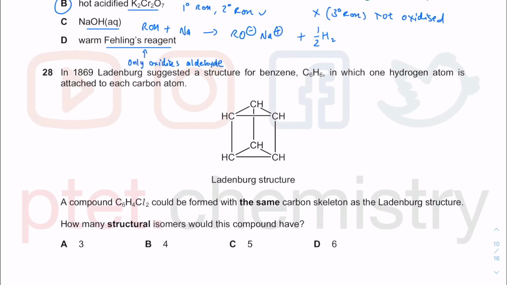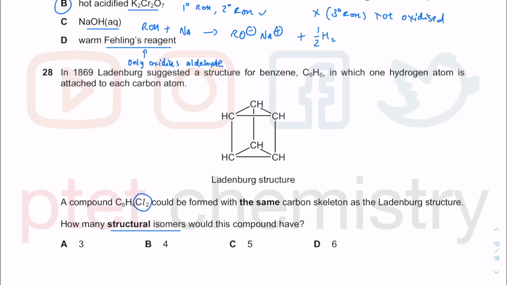Question 28, we have Ledenberg, who suggested a structure for benzene, C6H6. You learn more about this in A2 chemistry, but this one is just saying a compound here, C6H4Cl2, could be formed with the same carbon skeleton. But you have 2 chlorine. Instead of 6 hydrogen, you have 4 hydrogen and 2 chlorine. Where can you put the chlorine? How many structural isomers can you have?